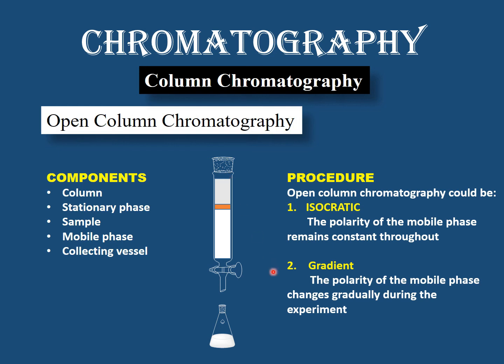Again, if you are performing normal phase column chromatography, the first component that comes out of this column would be less polar, followed by the components with increasing polarity. But if you're performing reverse phase column chromatography, then the more polar components will elute first, followed by the lesser polar components of the mixture.